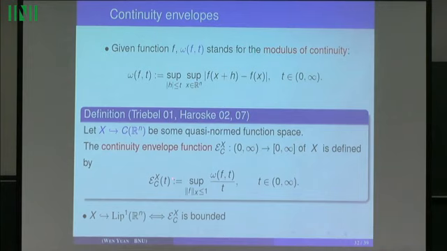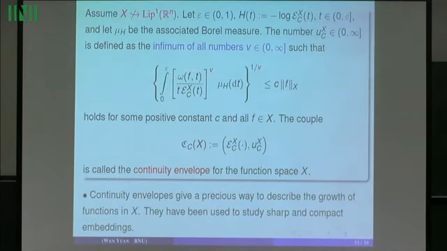It was already proved by them that if X, this function space, is good enough, that is, embedded into a Lipschitz space, then the envelope function is bounded. So this means that the most interesting case is that X is not embedded into a Lipschitz space. So this means that the envelope function is unbounded. So in this case, when X is not embedded into the Lipschitz function space, one can further define the continuity envelope in this way.